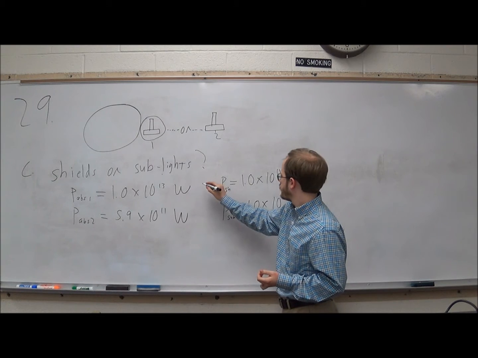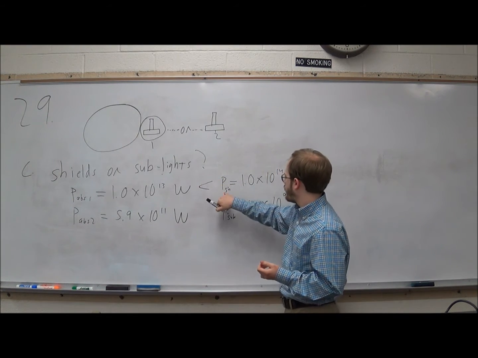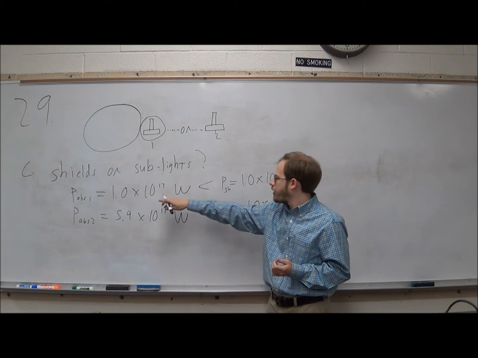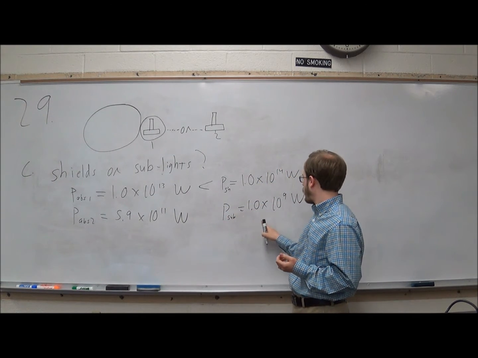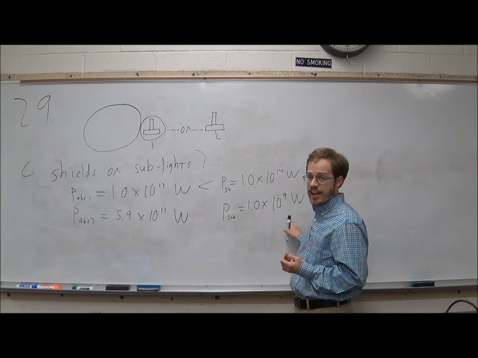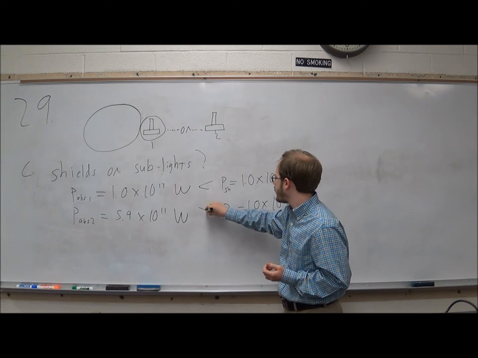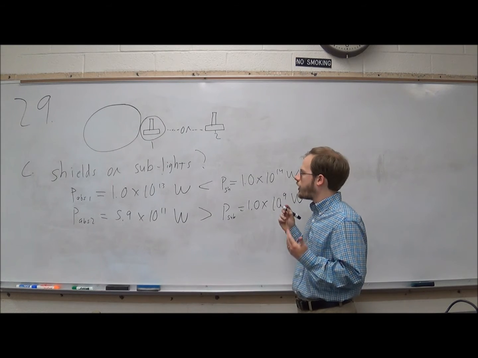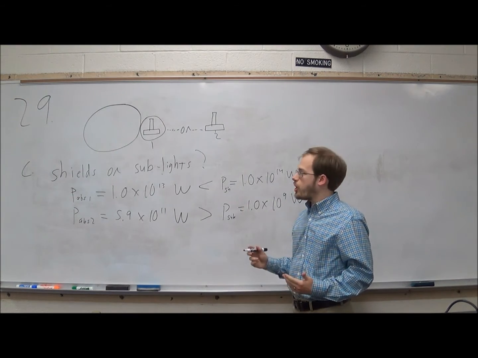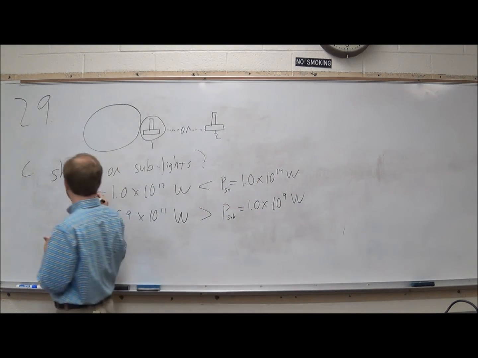So notice, this is greater than the power absorbed at position 1, while the power that the ship could sustain at position 2 is less than what it would face. So therefore, the only way to save the ship is to fix the shields.